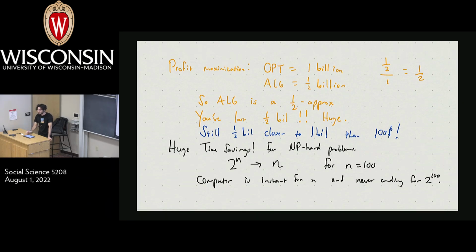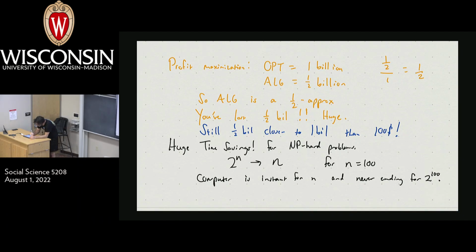And sometimes you get lucky and you can get arbitrary accuracy. So sometimes you can get something like a 1 plus epsilon approximation. And if you can, this means you can pick epsilon to get whatever accuracy you want.